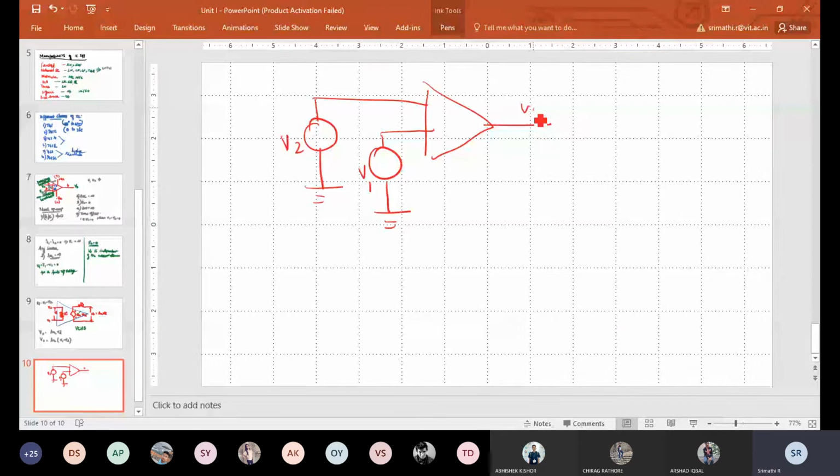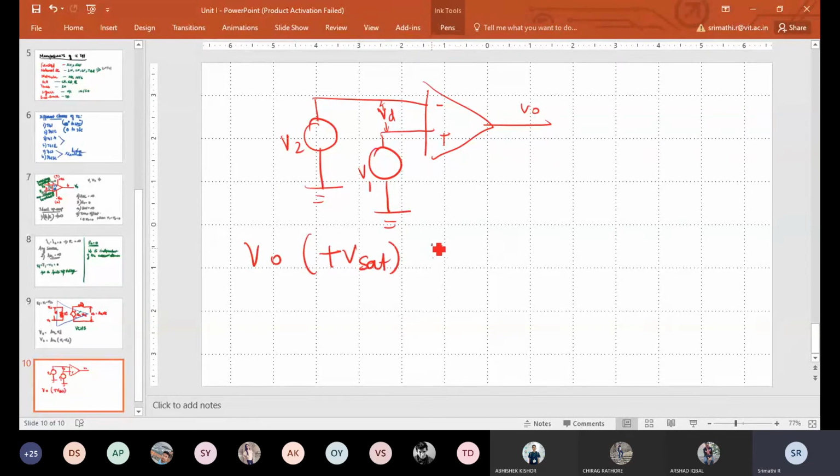I'll be having an output. This is minus, this is plus, and this is Vd. So my V0 will be either at the positive saturation, V0 may be at positive V saturation level, output level.